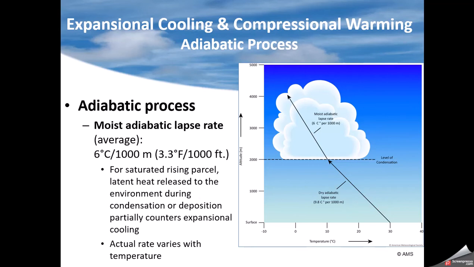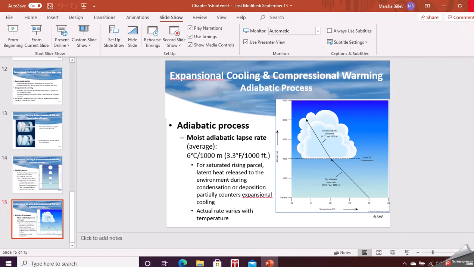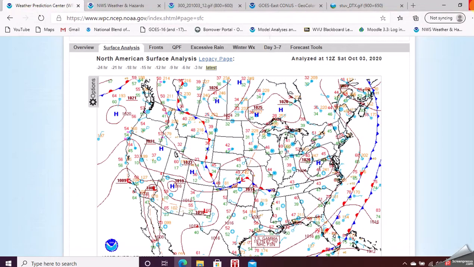However, moist adiabatic lapse rates are different. And they're different because heat is being released, latent heat. So now, let's just look at a few current weather maps.